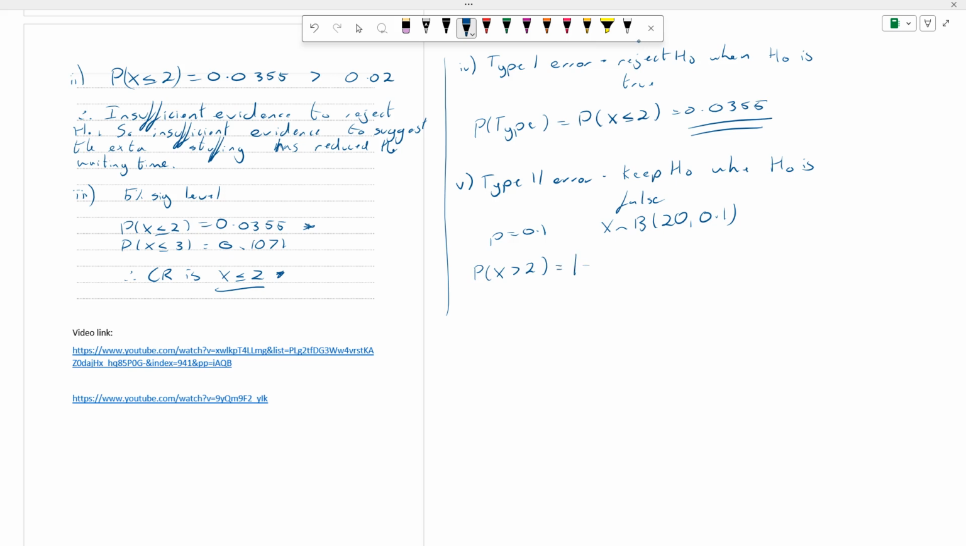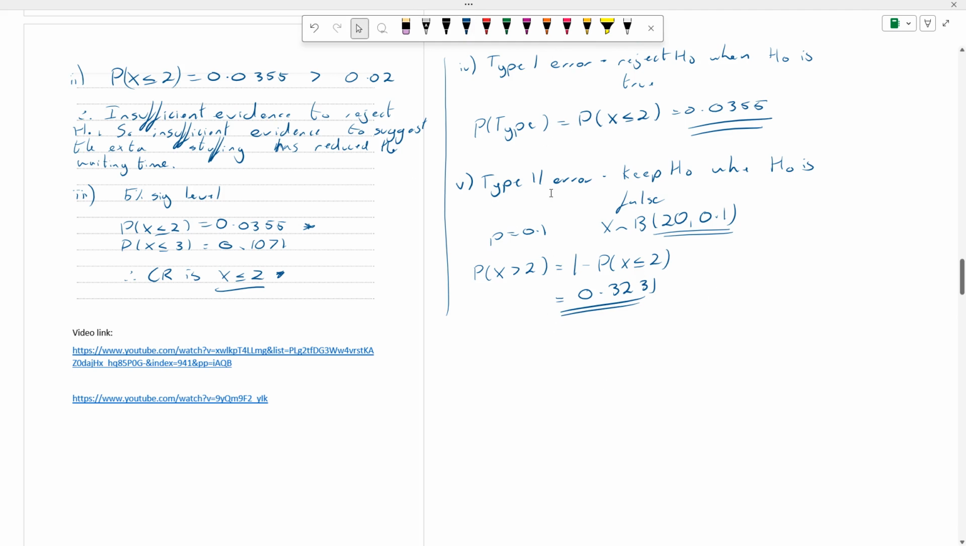So now I'm going to do that. That's 1 minus the probability of x being less than or equal to 2. Now I'm going to work this out on my calculator, but I'm going to use the new distribution, not the old one. It comes out as 0.3231. So quite a decently high probability of me making that type 2 error.